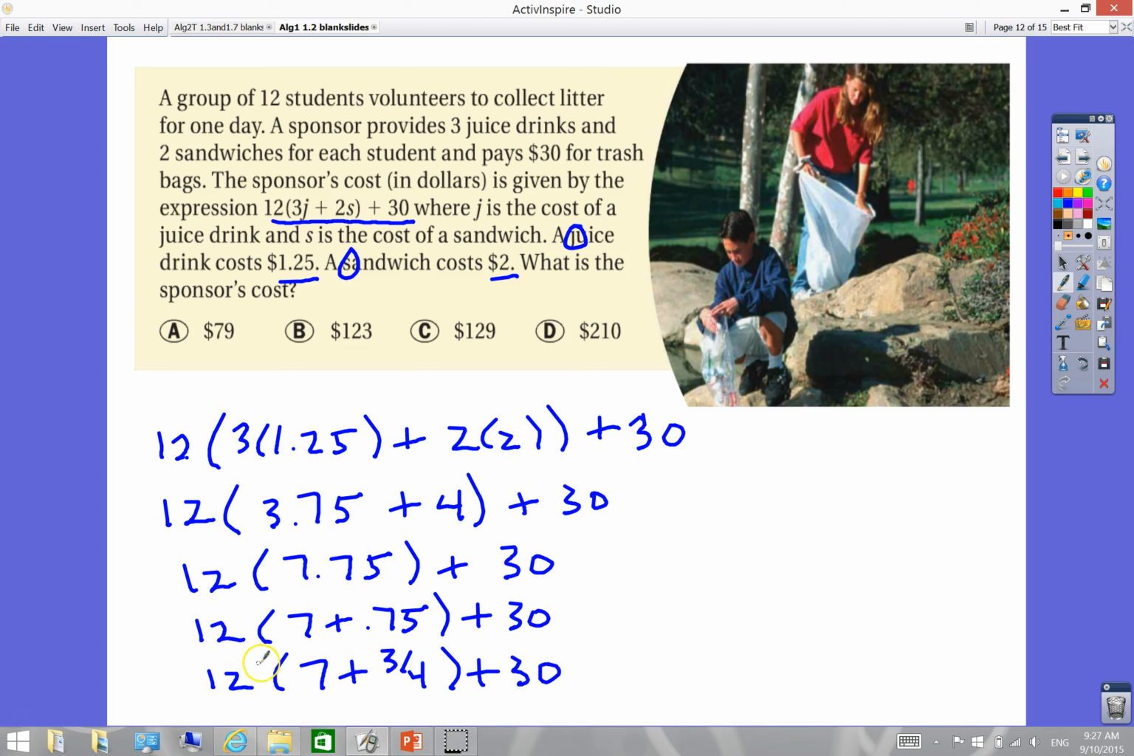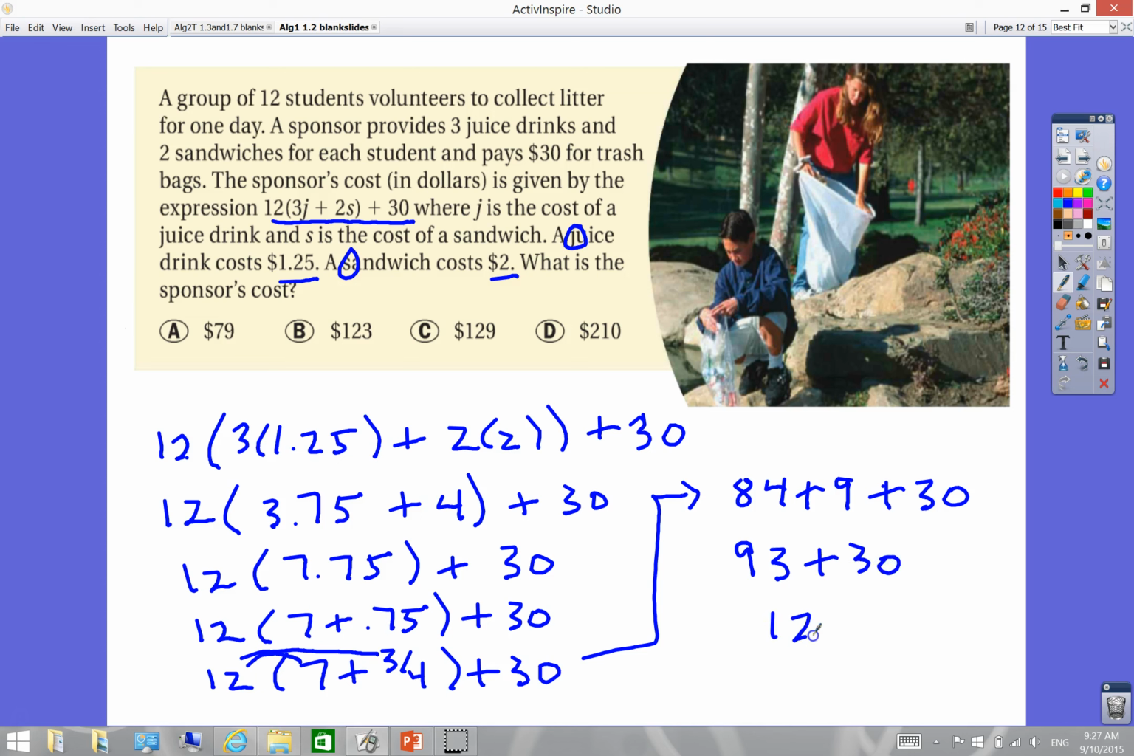So now we're doing distributive property. 12 times 7 is 84. And 12 times 3/4. What's 3/4 of 12? And that is 9. Plus 30. So this is 93 plus 30, which is 123.